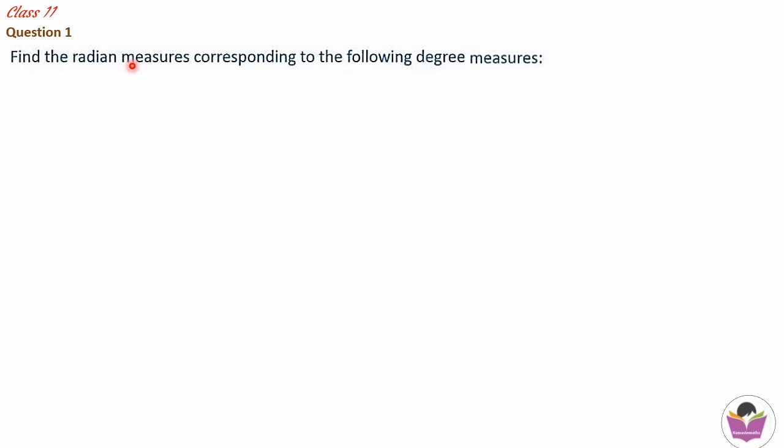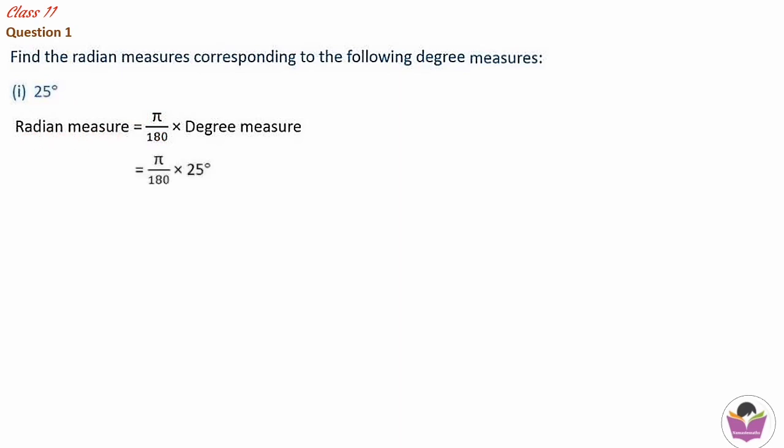Next, we shall discuss the exercise problems. Find the radian measures corresponding to the following degree measures. Degree measurements are given to us. We have to convert those degree measurements into radian measures. That's what the question asks. First one is 25 degrees. We have learned a formula: radian measure is equal to pi by 180 into degree measure. If a degree measurement is given to us, when we multiply it by pi by 180, we will automatically convert it into radian measure.